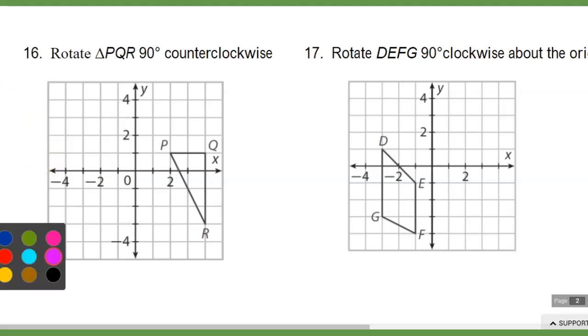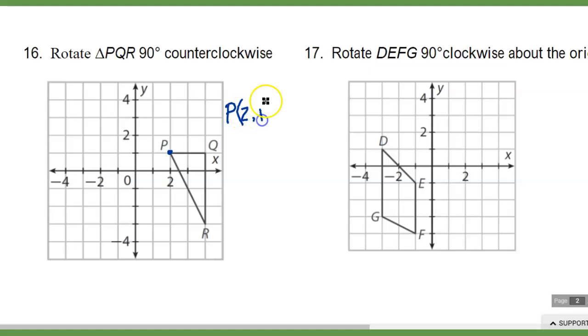I'm going to write these out and be extra careful because rotations tend to be tricky. So by writing out, I'm going to list my coordinates on the side and make a table. So it looks like we got 2, 1. For Q, looks like we got 4, 1. And for R, we have 4, negative 3.